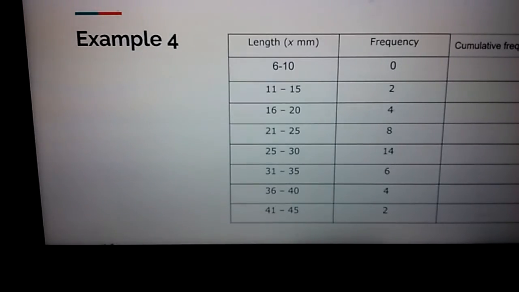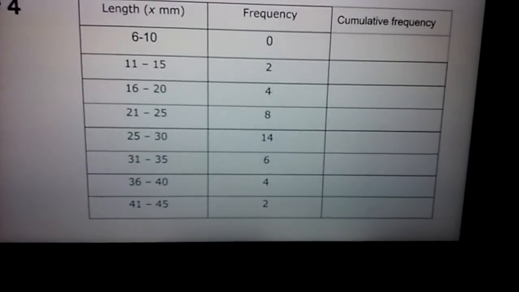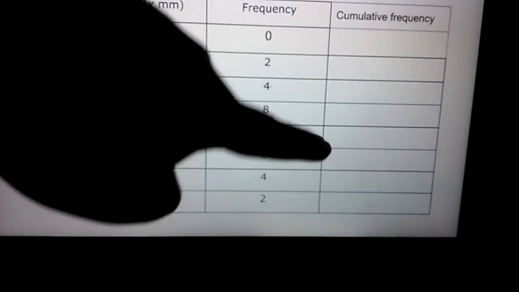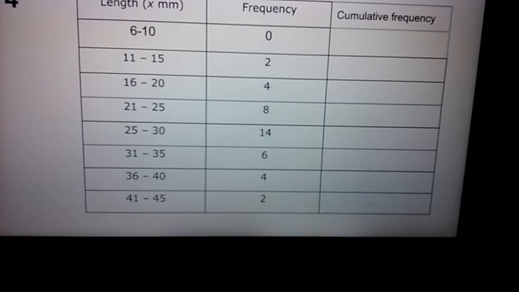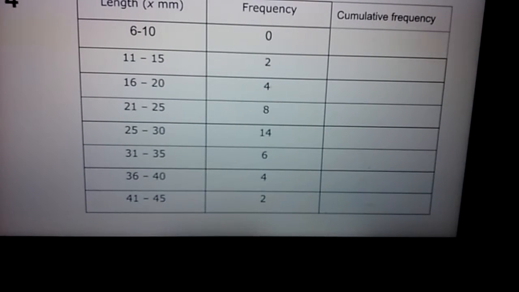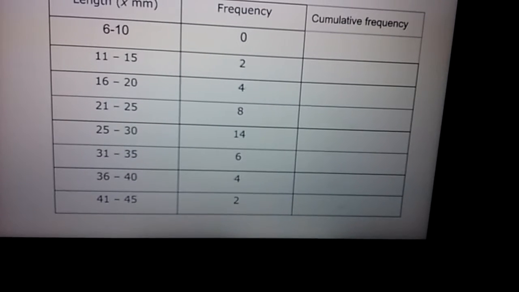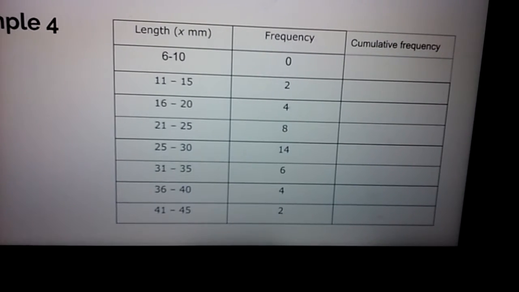Okay, so example 4 is your turn to find the cumulative frequency. So make sure you're finding what the cumulative frequency is. Again, remember, it's adding the cumulative frequency with the previous frequency to get the end number. So make sure you're doing that, and make sure you're pausing the video and trying the example out. And make sure you're also graphing the example.